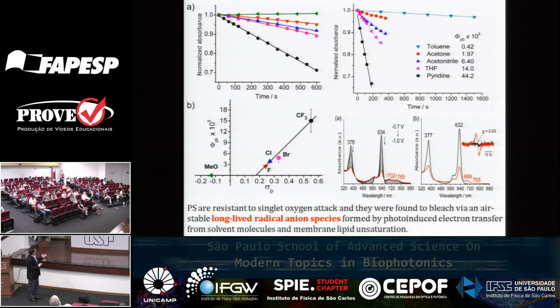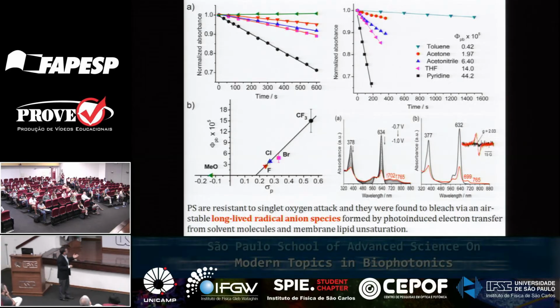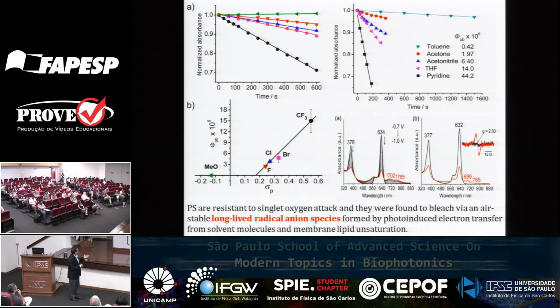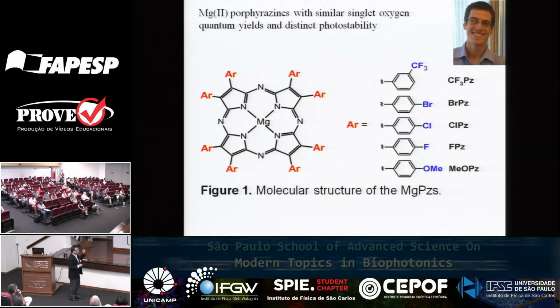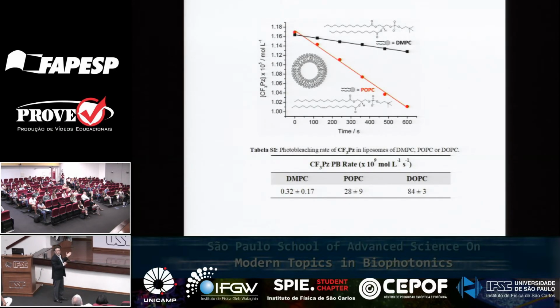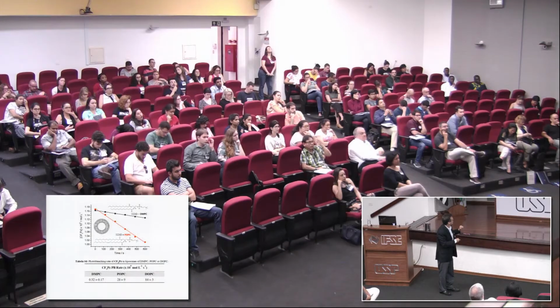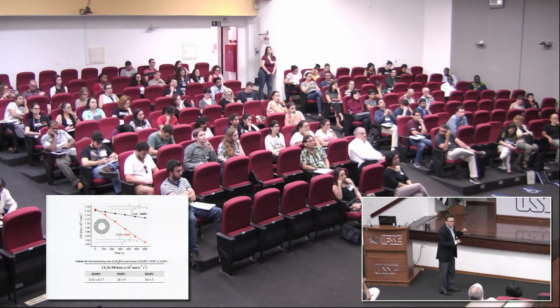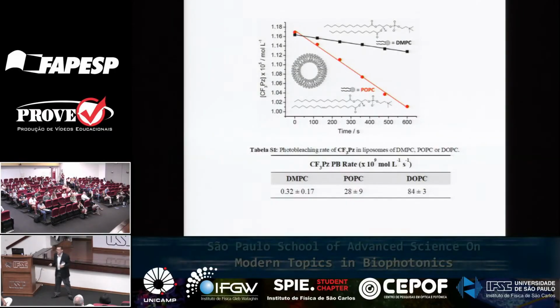When we do this photochemistry in DPR, we see a clear picture of a long-lived radical anion species. So this molecule is removing an electron from the solvent. If we put this molecule within the membrane, it will take electrons from the double bond. And this is the case. Look at the photobleaching efficiency. The MPC basically does not photobleach. There is no double bond, one double bond, two double bonds. The molecule bleaches faster if it is interacting with the double bond, taking an electron from the double bond and getting photobleached.